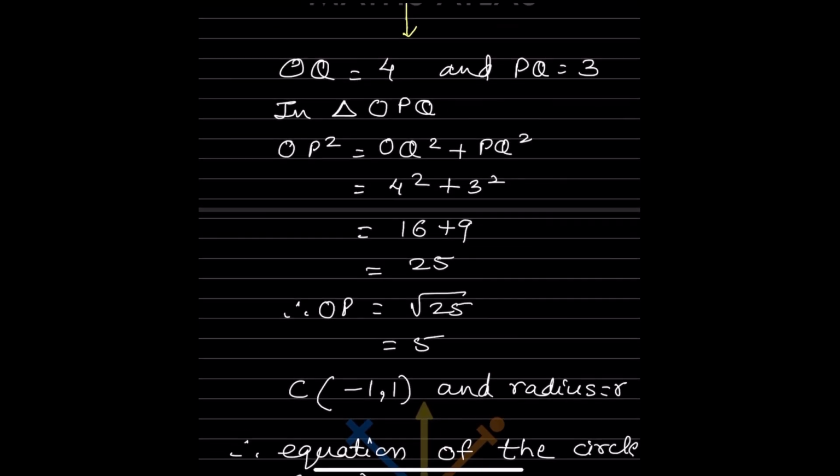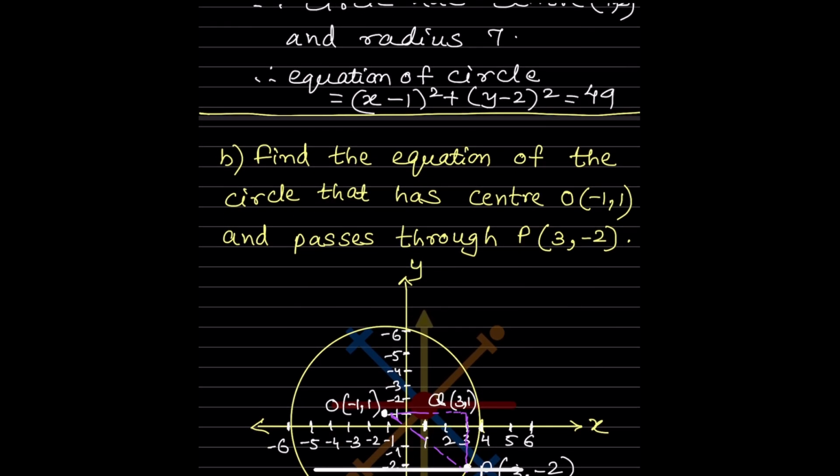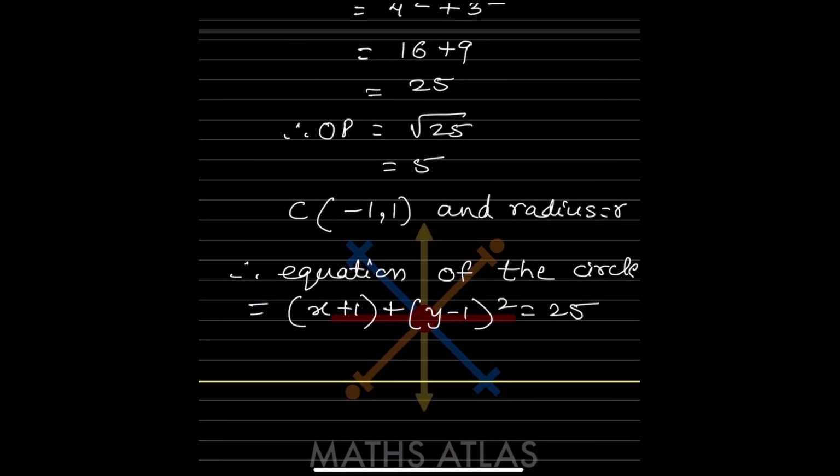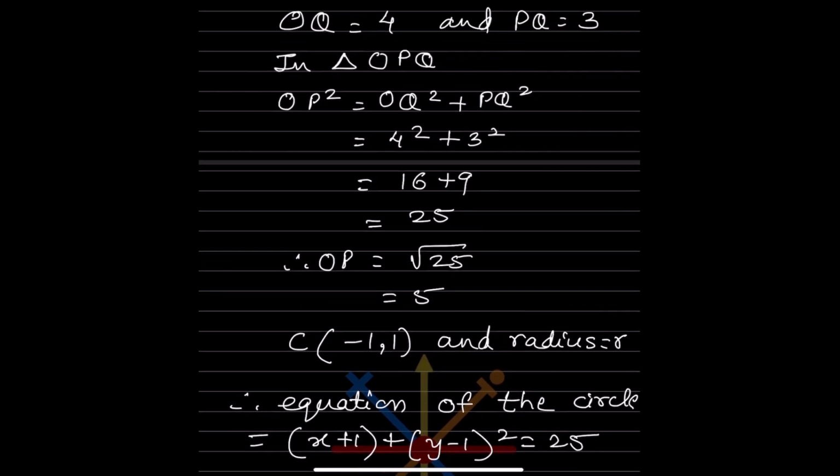So now what will we do? What they have asked for here is to find the equation. So now you know that is x minus h whole bracket square plus y minus k whole bracket square is r square. So now what will you do here? We know the center, that is -1 and 1. So this is h and this is k. And the radius, we already got this radius.